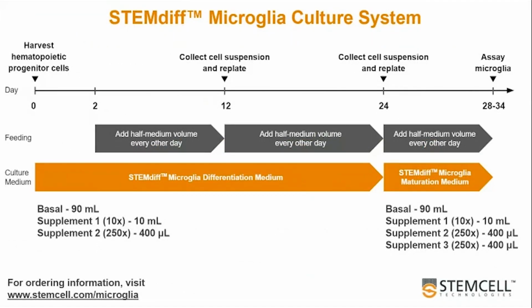After the harvest of the progenitors, we switch the medium to the STEMdiff Microglia system. This system contains a 24-day differentiation phase, followed by 4 to 10 days of maturation. Handily, we have found that you can freeze down cells from day 12 of the hematopoietic kit and proceed with microglia differentiation later. Or you can freeze down microglia at day 24 and thaw them later into maturation medium to complete your endpoint experiment.